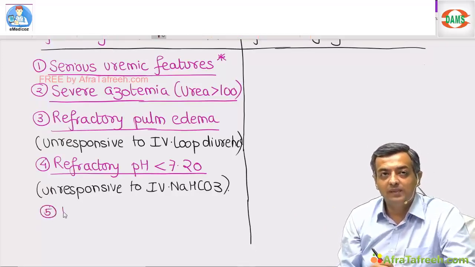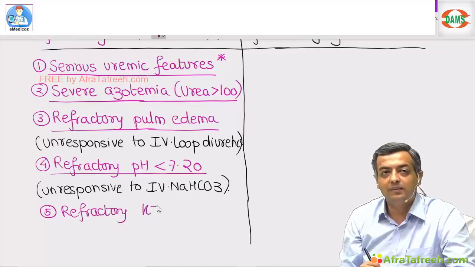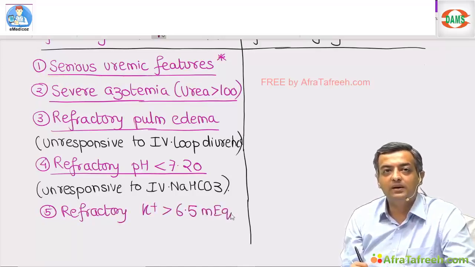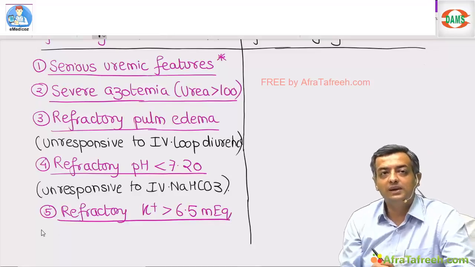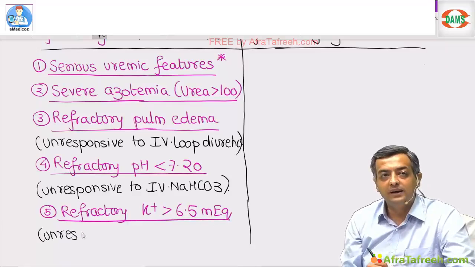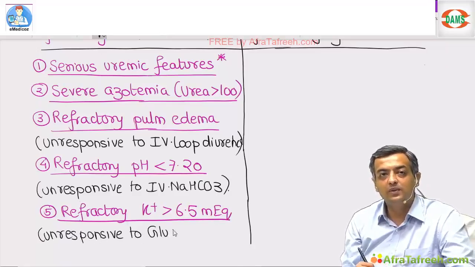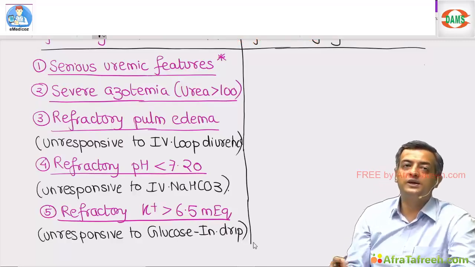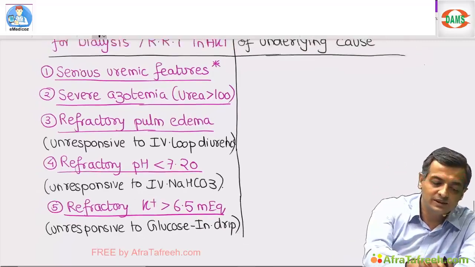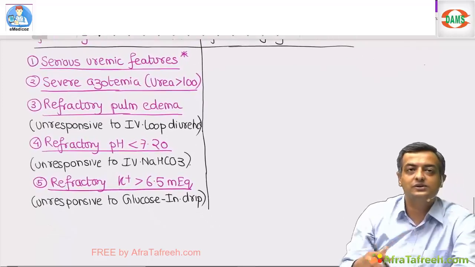Number 5, if the patient has refractory hyperkalemia, it can go into life threatening arrhythmias. Refractory hyperkalemia means unresponsive to what? Glucose insulin drip. If it is unresponsive to glucose insulin drip, then that means it is a refractory case.